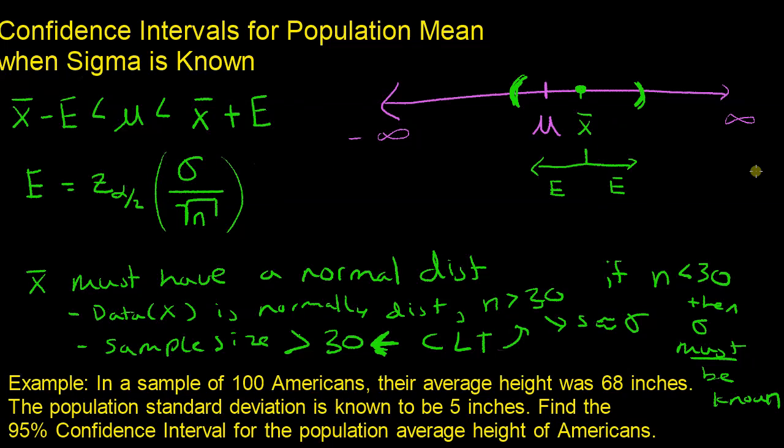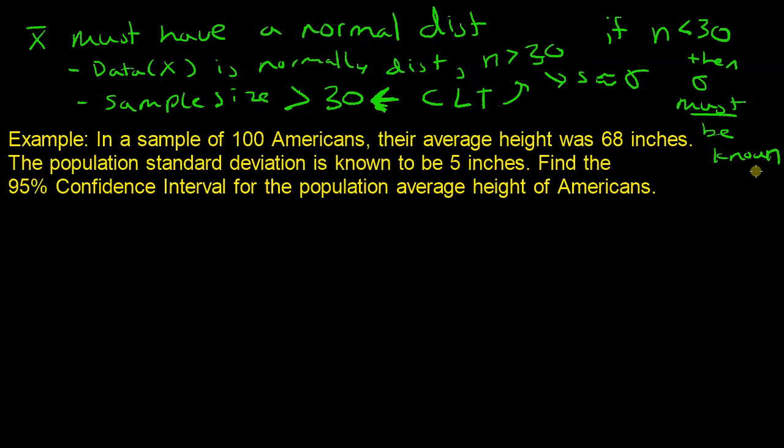All right, let's use this confidence interval in an example. In a sample of 100 Americans, their average height was 68 inches. The population standard deviation is known to be 5 inches. Find the 95% confidence interval for the population average height of Americans. So n, the sample size, is 100. Their average height, the sample average, is 68 inches. The population standard deviation, sigma, is known to be 5 inches.